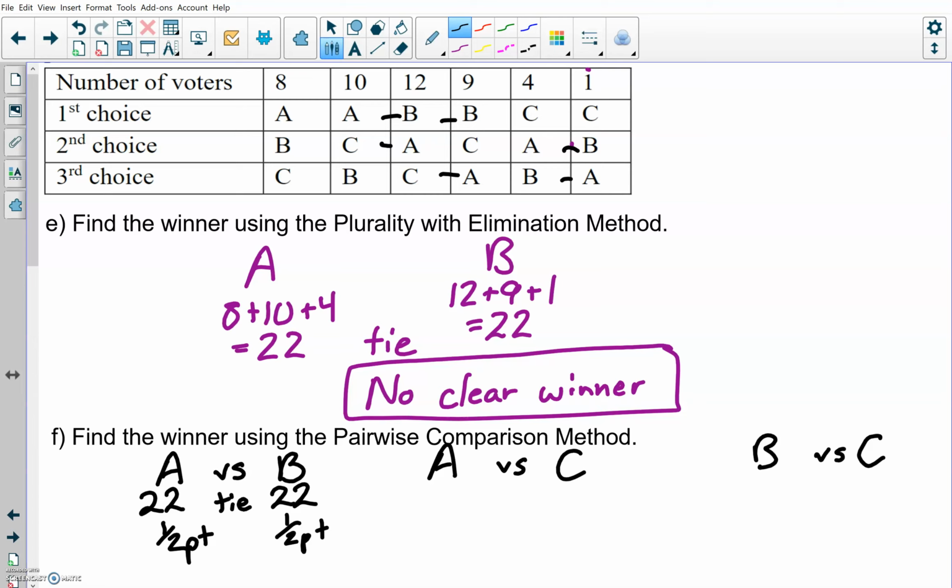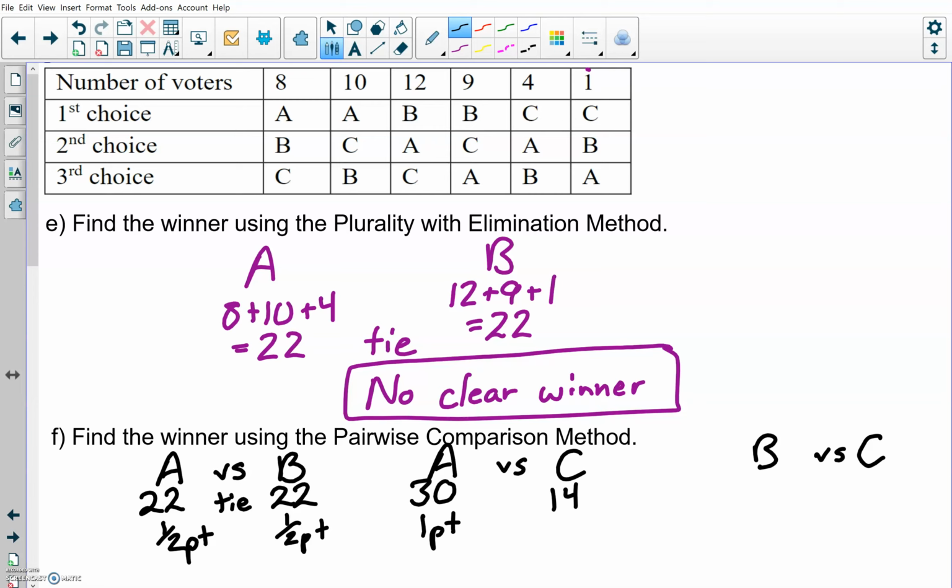All right, let's look at A versus C. So again, we're looking at how many ballots prefer A over C. A over C here, A over C here, A over C here, no more. So 8 plus 10 plus 12 is 30 times A was preferred over C. And then you look for how many times C over A. C over A here, C over A here, and here. So 9 plus 4 plus 1 is 14. A is a blowout winner, so they get 1 point out of that matchup.